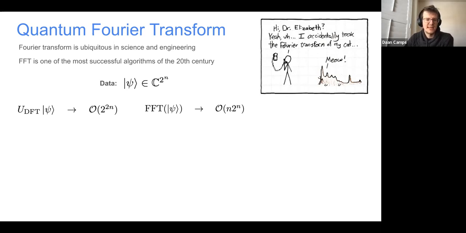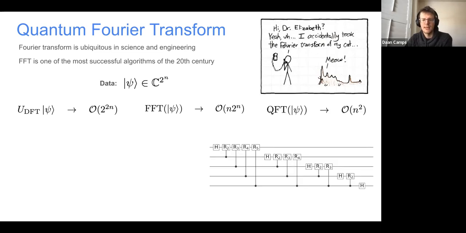But if we have our data available as a quantum state, so assuming we have psi available as a quantum state and we apply the quantum Fourier transform to it, we can actually do the same transformation in n squared operations. So the circuit that we need to run on it is shown below, and it only contains n squared gates, and it will give you the Fourier transform of your state at the output.